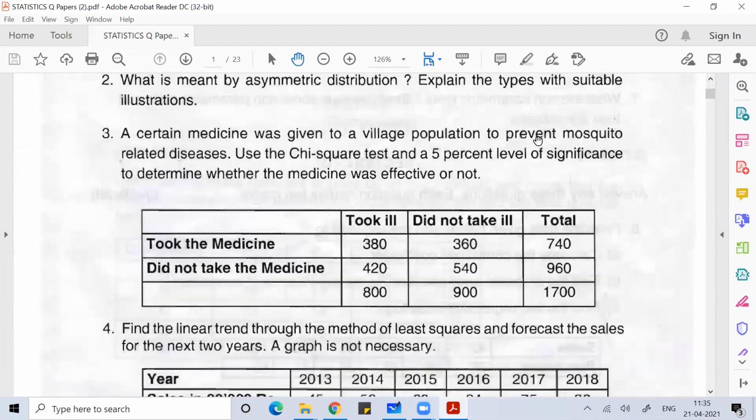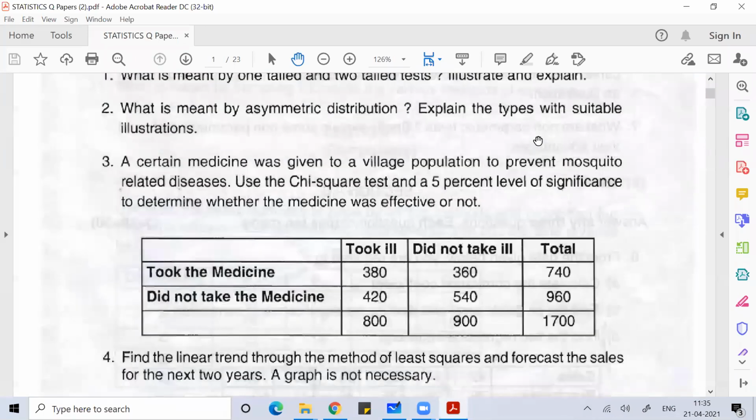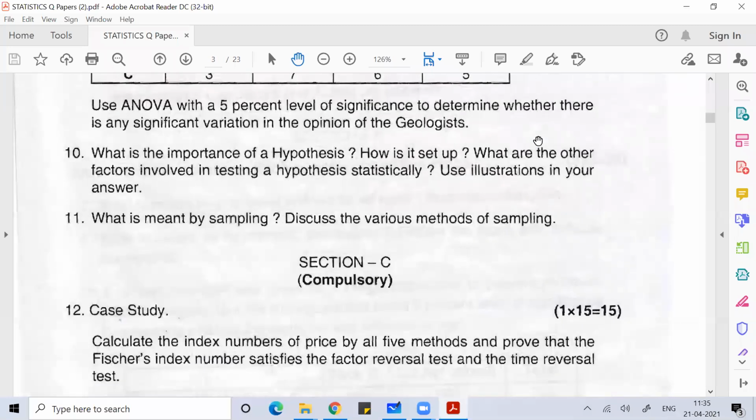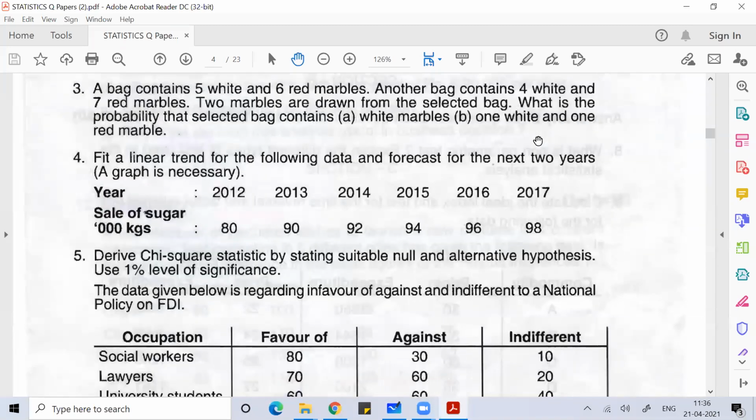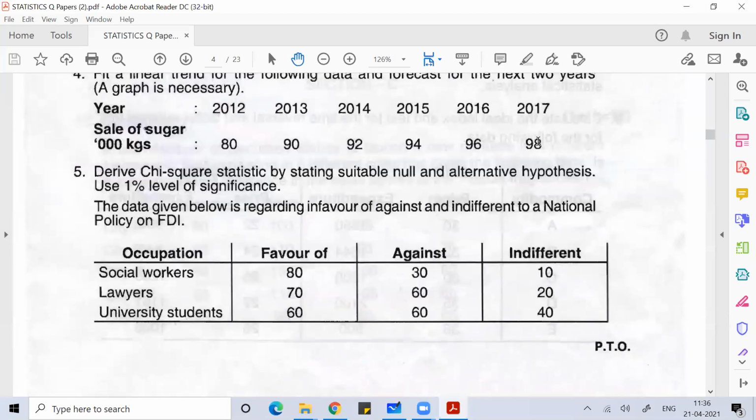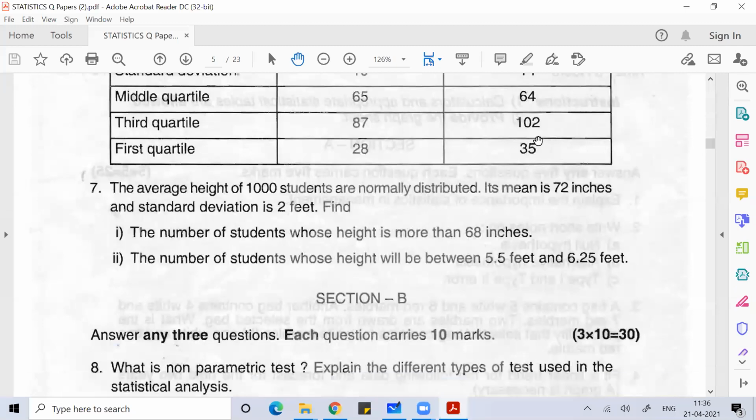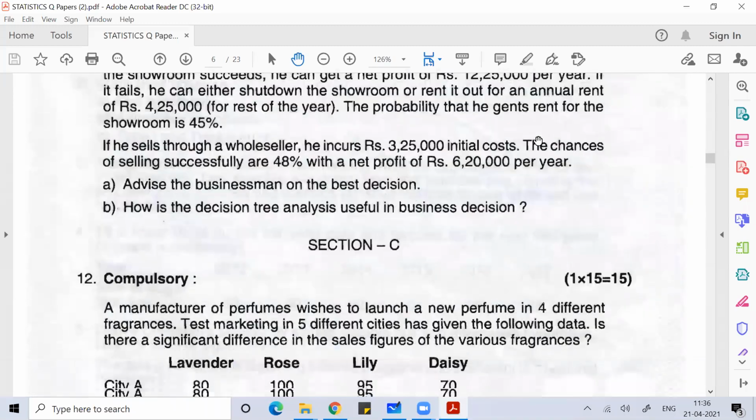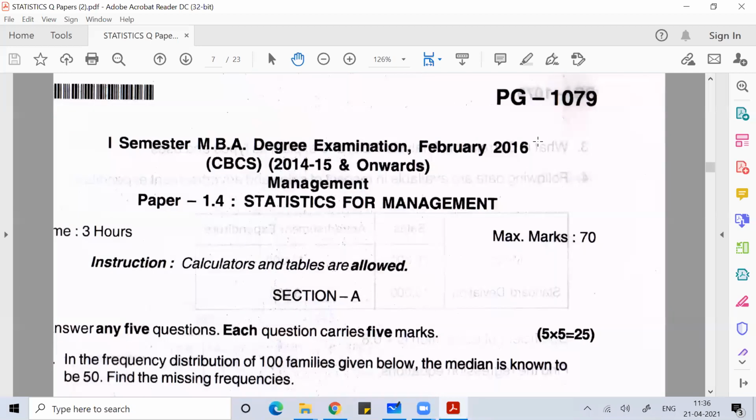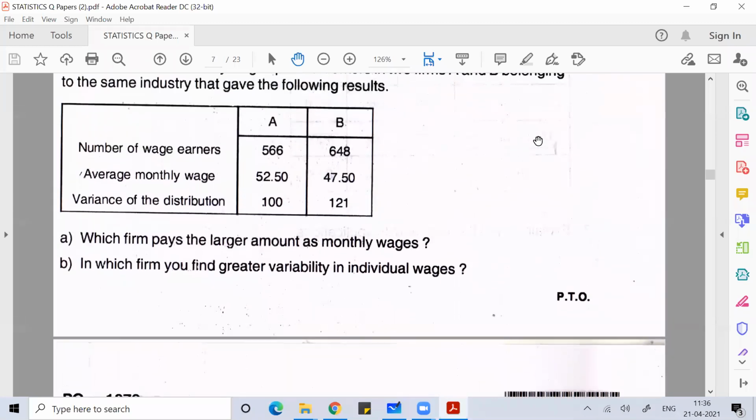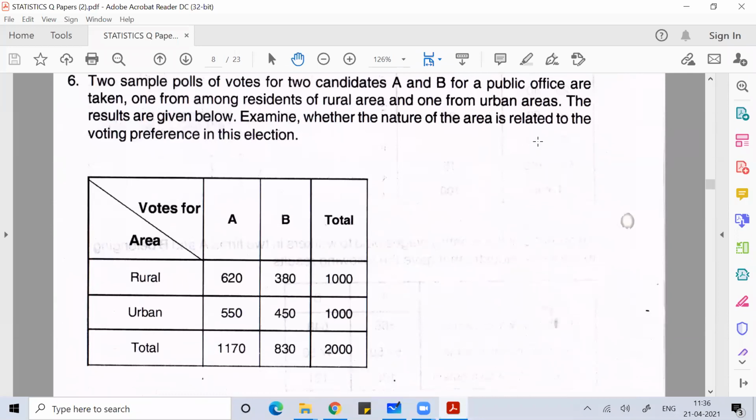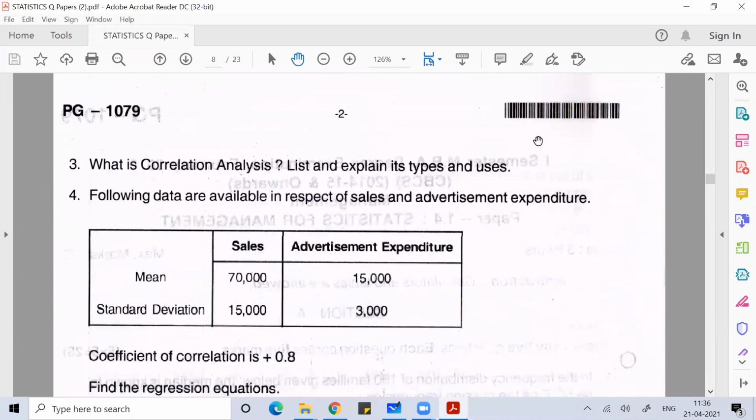Question number three we already did, which came in 2019. Then in 2019 we have one more paper, and question number five I also did. So always a 5 mark question comes. Then if you see the 2016 paper, the chi-square question there is the problem we just did.